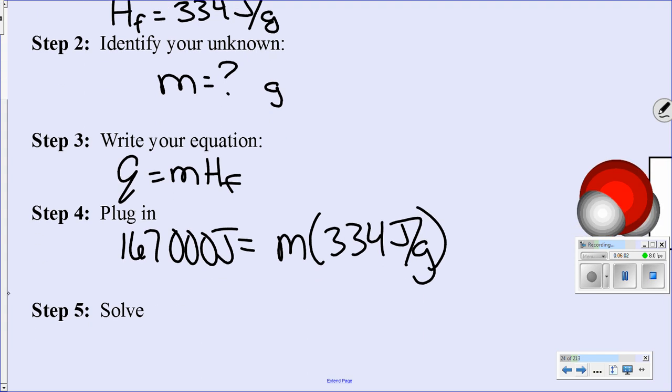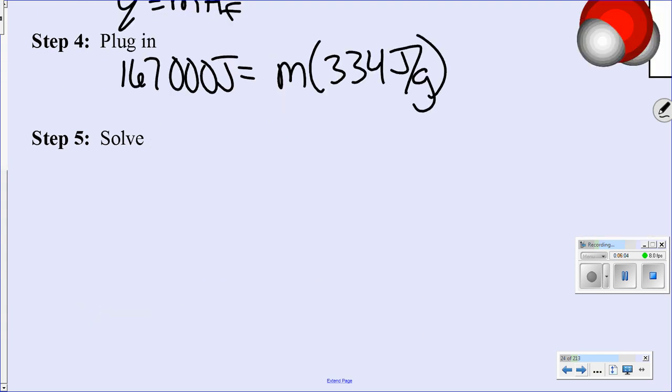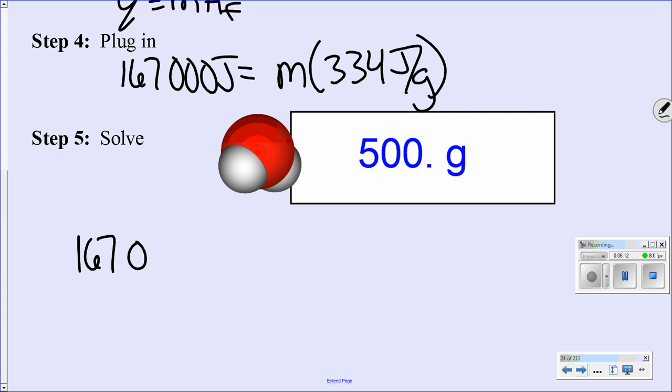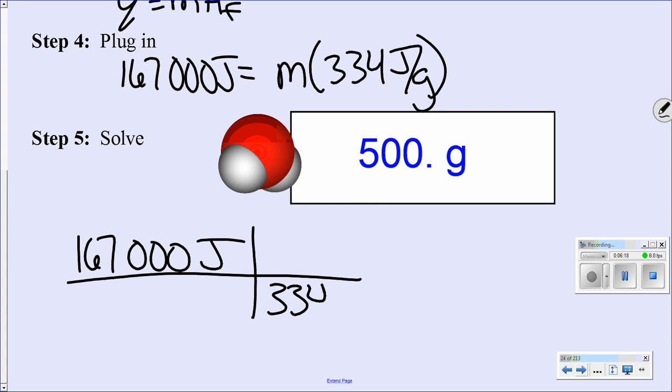So in this problem, we're going to go ahead and divide to get 500 grams. And again, if you wanted to tackle this with dimensional analysis, you're starting with joules. In this case, you'd have 334 joules on the bottom, 1 gram on top, which would tell you that you're dividing, and you get the same answer.